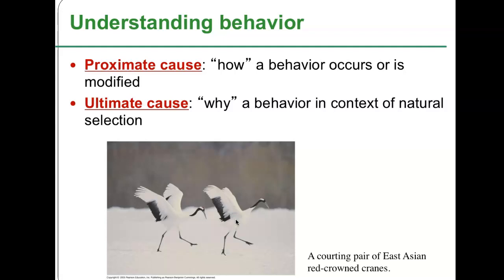Proximate cause of behavior and ultimate cause of behavior. Proximate cause of behavior is almost, you can think of it as what you see immediately, how the behavior occurs, and then the ultimate cause of behavior is the why it occurs in the context of natural selection. So proximate cause is how it occurs, what you're seeing on the surface, and the ultimate cause is what's underneath, the evolutionary or survival reason for it to happen.